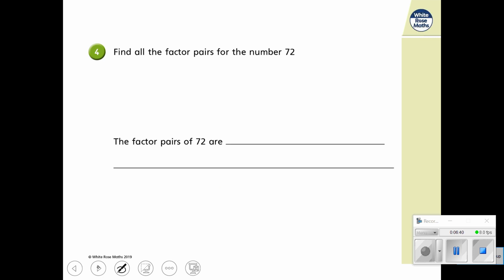Okay, so number 4 says find all the factor pairs for the number 72. So I am going to show you how I would do this my way. I would start by writing the number 72 here. And over at the side, I'm going to start with 1. 1 times what to make 72? The answer is 72. Then I'm going to look at the next one, 2. Yes, 2 times 36 makes 72.